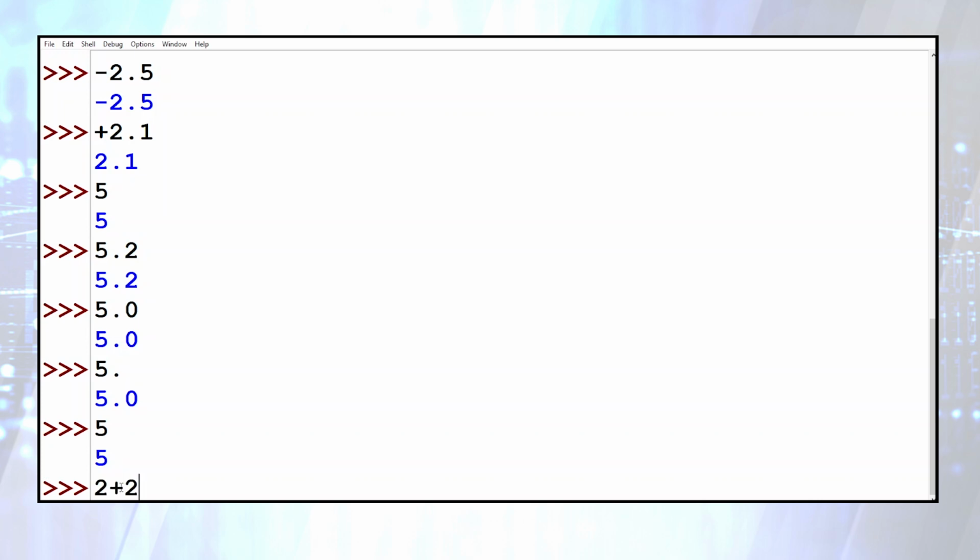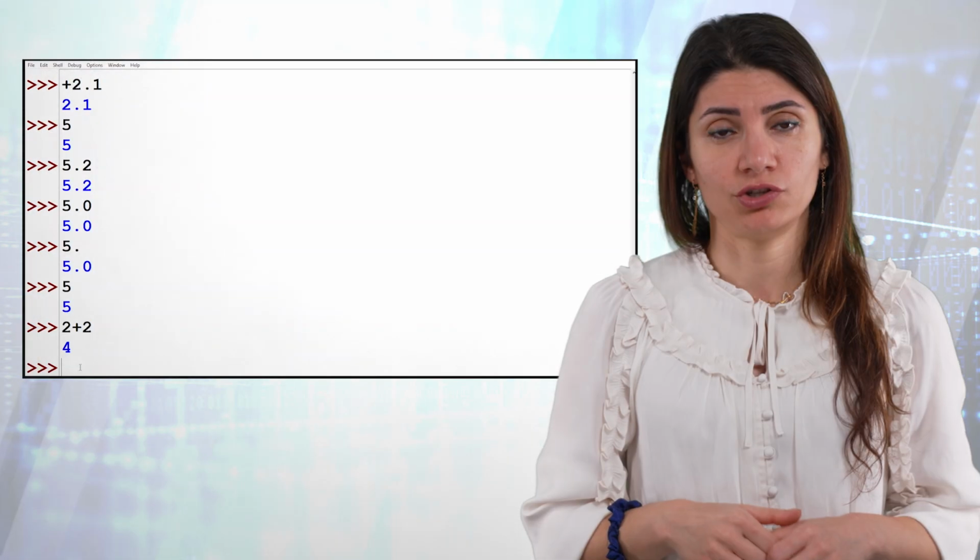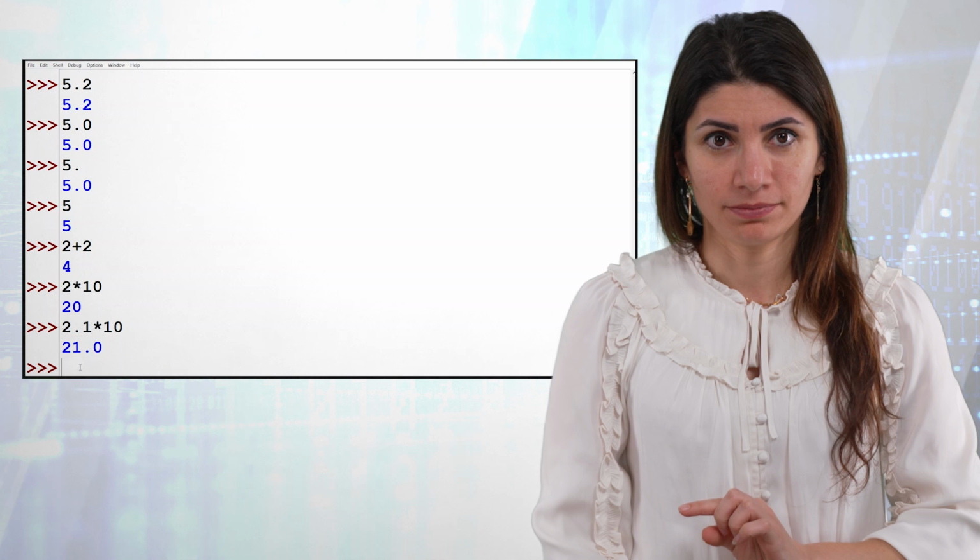So let's see an example of it. If I have 2 plus 2, both operands are integer types, right? So the result is going to be an integer because both operands are integer values. If I have 2 multiplied by 10, let's do that, both operands are integer values, so the result is going to be an integer. But as soon as you add a float type to it, the result is going to change to a float type. So if I have 2.1 multiplied by 10, the result is going to be a float type, right?